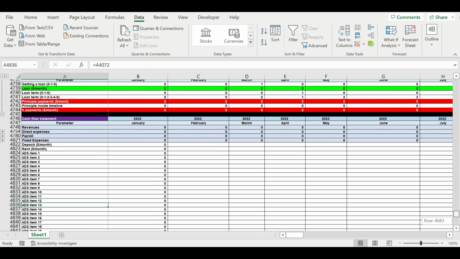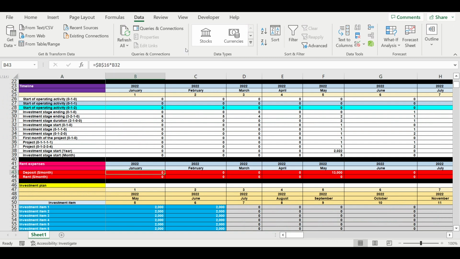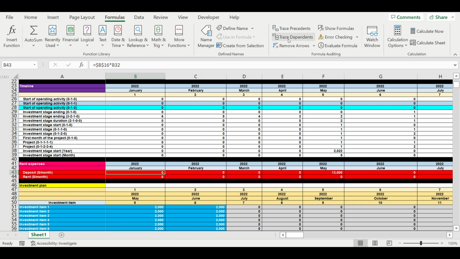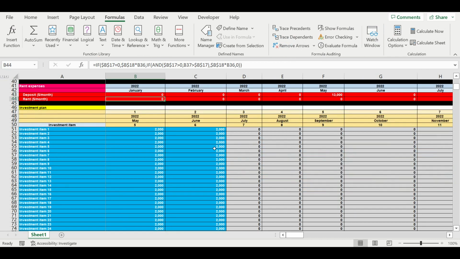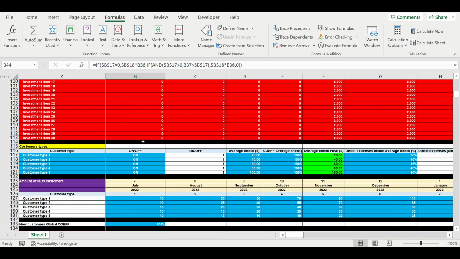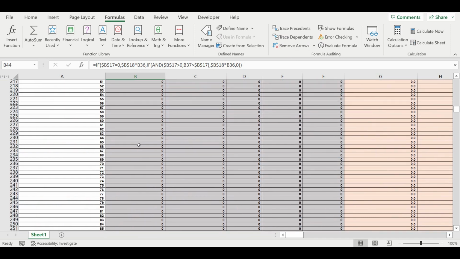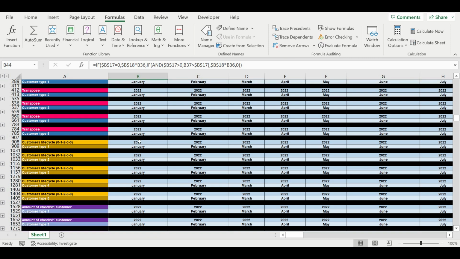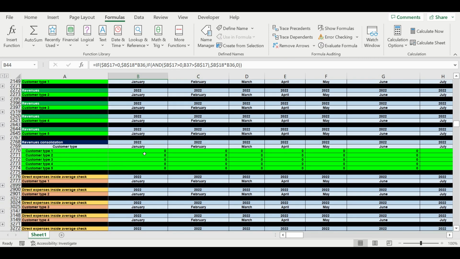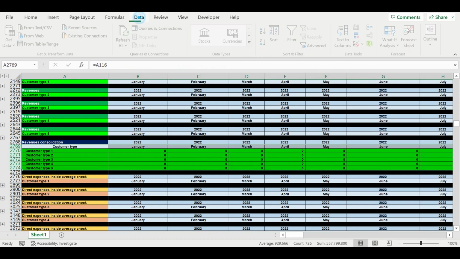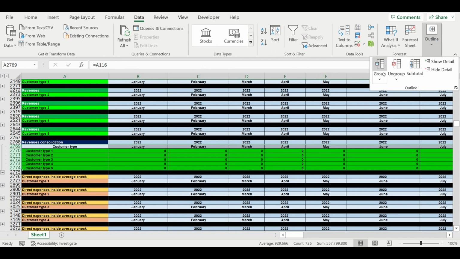Then we go up and we need to check whether we mapped all the expenses and revenues. So, Trace Dependencies: they participate in the cash flow. Trace Dependencies, they participate. The investment plan we didn't cover yet. Then what else? I'm searching for red lines and green lines. These revenues are without. Let's just hide it. Data, Group.